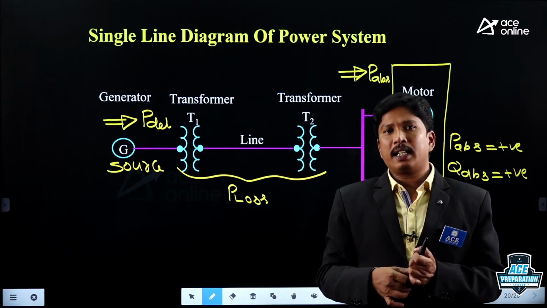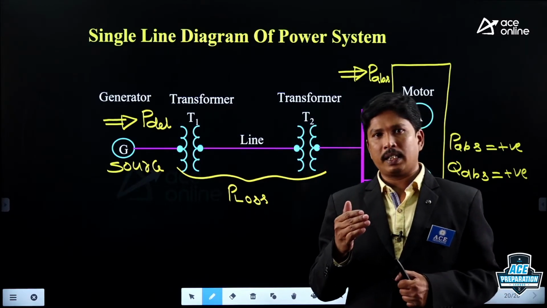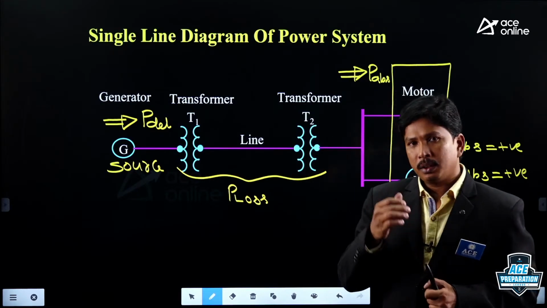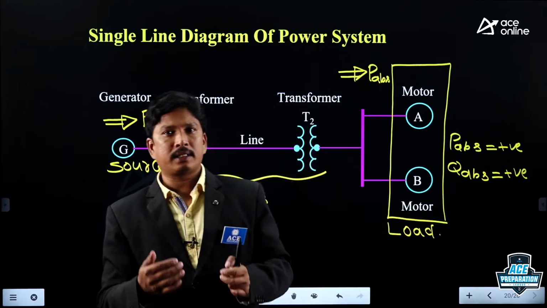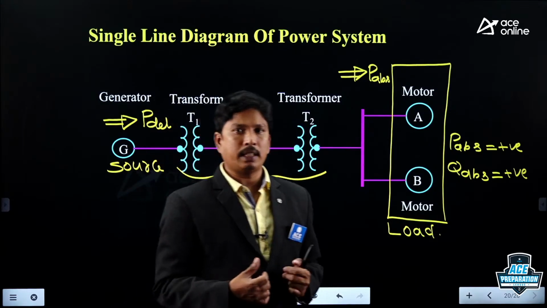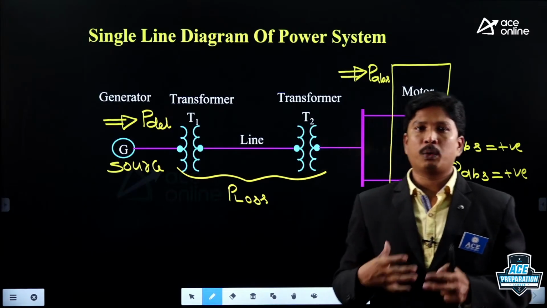In case of AC generators, we are having 2 types again. One is the synchronous generator and the other one is the induction generator. So both types we are having. Clear? The synchronous generator is the constant speed generator, whereas the induction generator is the variable speed generator, or we can call it the asynchronous generator.